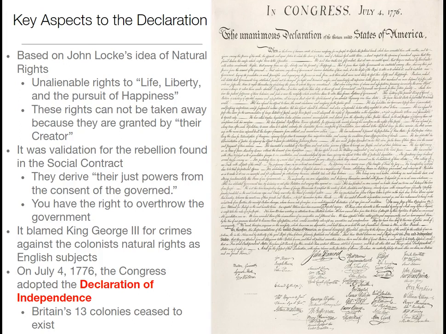It was validation for the rebellion found in the social contract, that they derive their just powers from the consent of the governed, and that you have the right to overthrow your government. So natural rights and social contract are 2 main Enlightenment ideals seen within the Declaration of Independence. It also blamed King George III for crimes against the colonists' natural rights as English subjects. On July 4th, 1776, the Congress adopted the Declaration of Independence. Britain's 13 colonies ceased to exist.